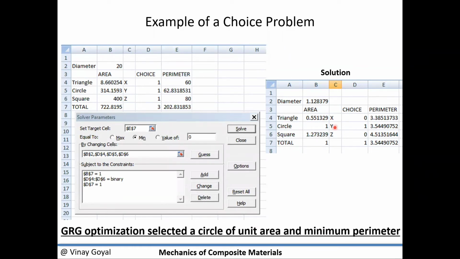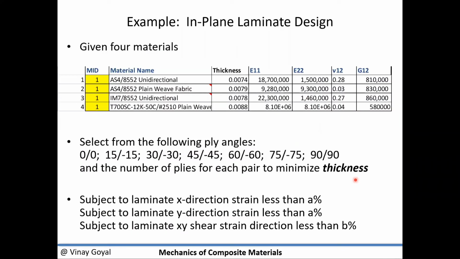As you can see, the optimizer selected y to be 1, x 0, z 0. So it discarded those two options and it's stuck with a circular geometry. So then the question becomes, how do I apply that to composites? Say I have 4 different materials. I have their properties, and I have their thicknesses. And I want to be able to figure out which material is the best for my situation.